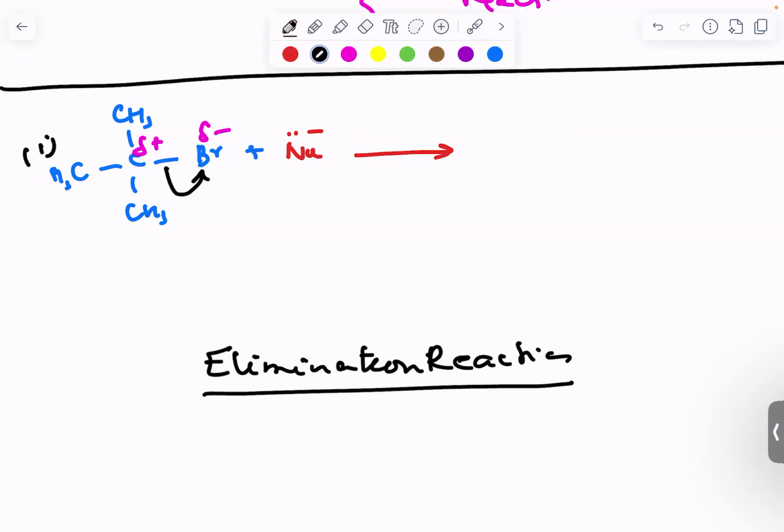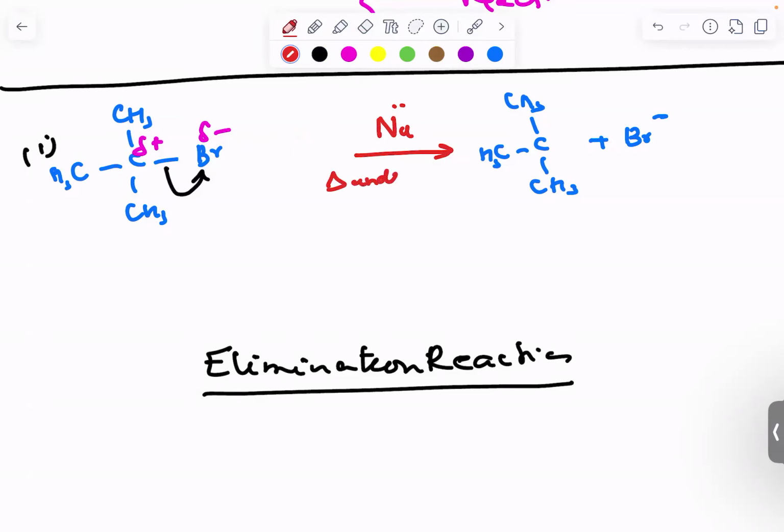So I'm going to get CH3, CCH3, CH3 plus Br negative. By the way, I am not going to make the nucleophile in the reactant, rather I will make the nucleophile on the line. Now, why am I doing this? I am doing this because it is again heat under reflux. Heat under reflux. This is very important, Zena.